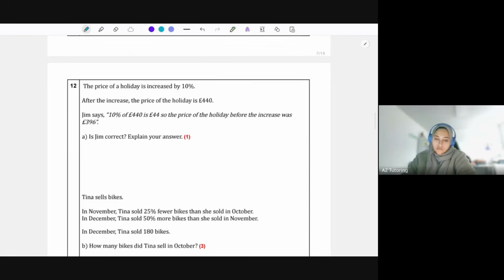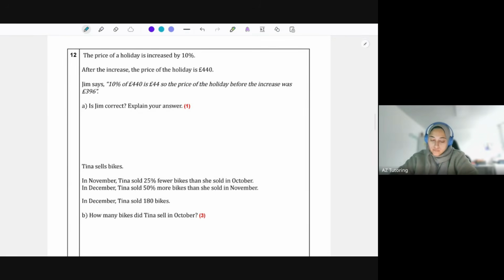Moving on to question 12. Okay, so the price of holidays increased by 10%. Okay, so it's an increase. After the increase, the price of the holiday is £440. Jim says that 10% of 440 is 44. So the price of the holiday before the increase was 396. Is Jim correct? Explain the answer.